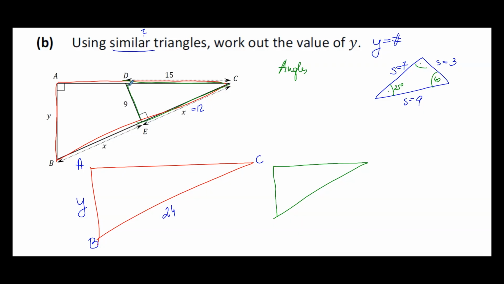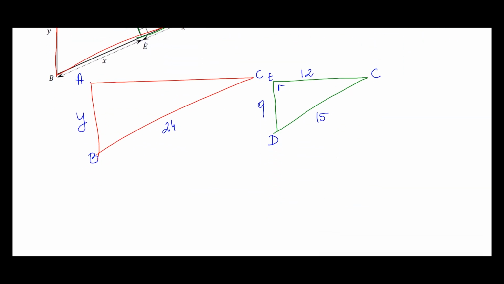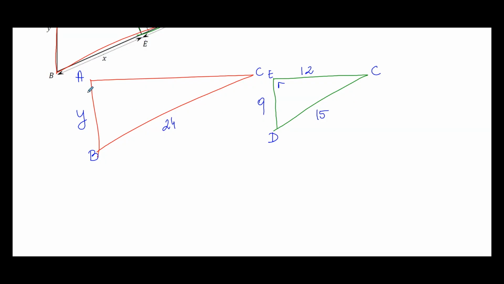And then the other triangle. So this is the right angle. That's where I have E. So we put E here. The short side, D. That's the short side. And then the long side, C. So DC is 15. The short one is 9. And then EC is 12. So it is important to draw them the way you can compare corresponding sides.